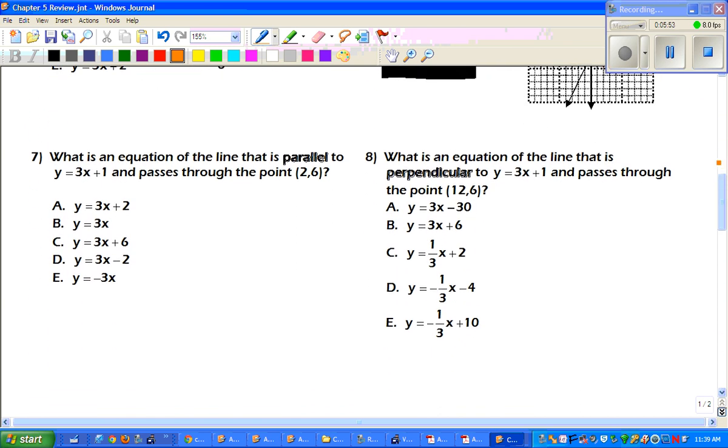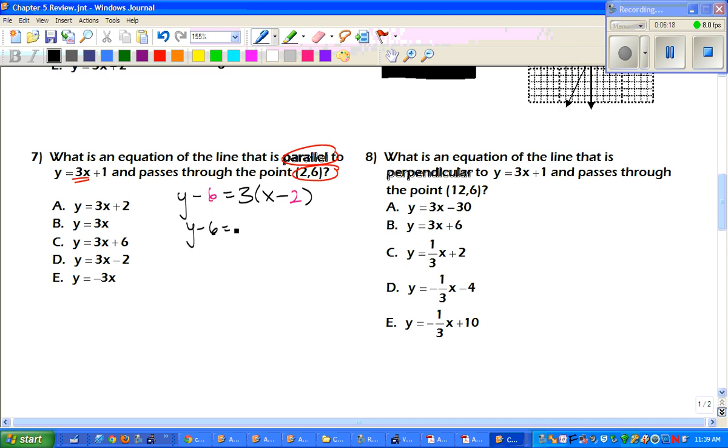All right. What is an equation of a line that is parallel to 3x plus 1 and passes through (2, 6)? So we're going to be using this formula, and it's parallel, so we get to steal the slope. And let's plug in the numbers where they go.